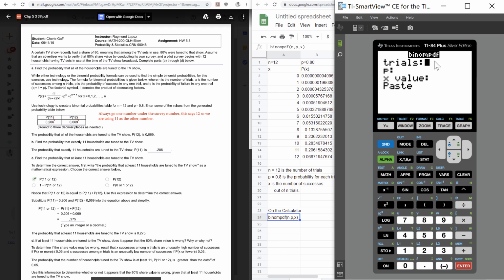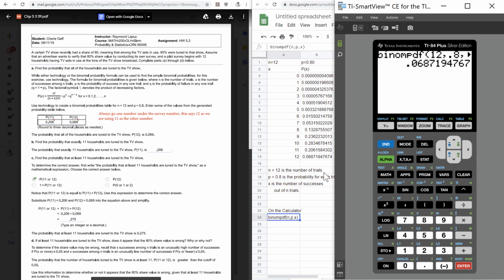Depending on your calculator, you can either put in the values or type it in here. The number of trials was N, there's 12 of them, and the probability is 0.8. The X value I want for the first one is 12, that's all of them. This version of the calculator allows me to use a special screen to fill in the formula: binomPDF 12, 0.8, and then 12.